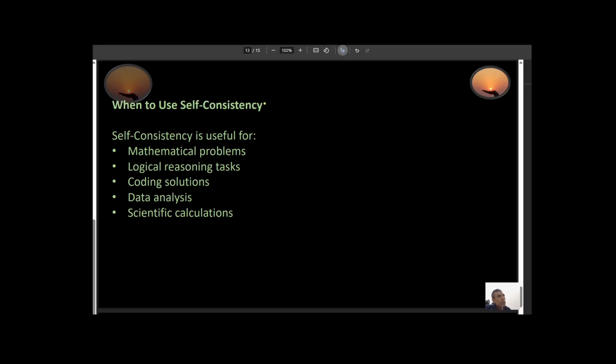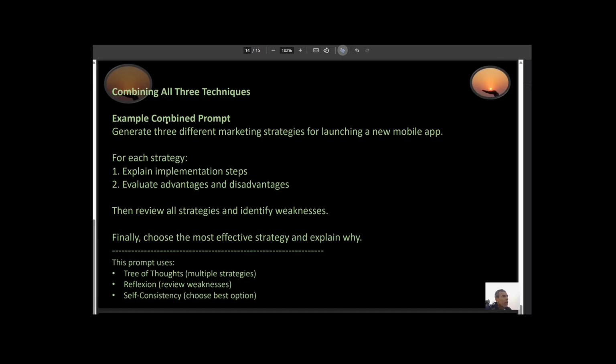So when should you use self-consistency? It's useful for mathematical problems, logical reasoning tasks, coding solutions, data analysis, or scientific calculations. So here's an example of combining all three techniques that we studied.